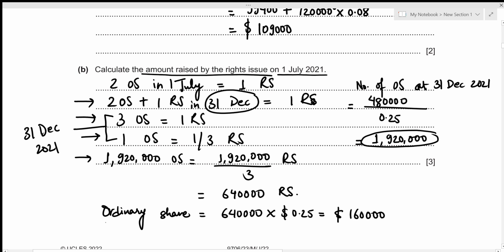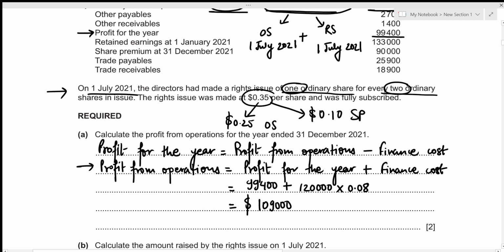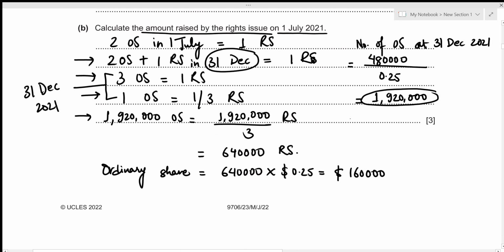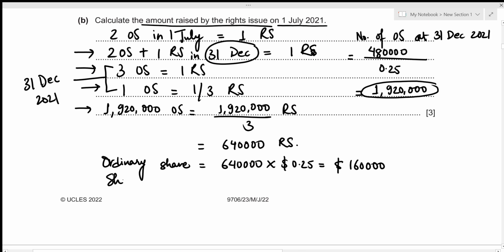Now we also know that the right shares were issued at a premium, and we had the ordinary share value 0.25 and the share premium value of 0.10. So let's figure out the value included in the share premium account. So in the share premium, we will have the total number of right shares, 640,000, times the share premium rate of 0.10, which gives the value to be 64,000.